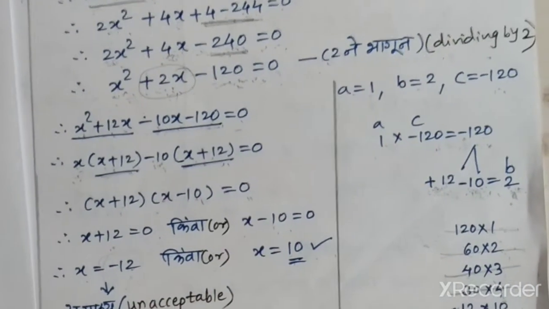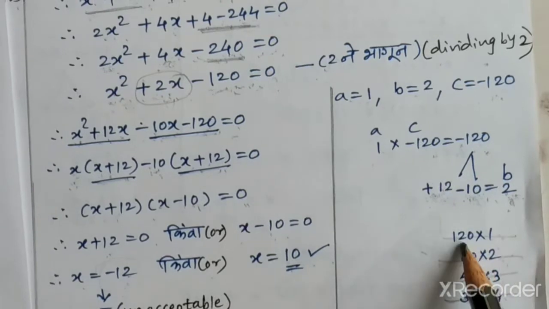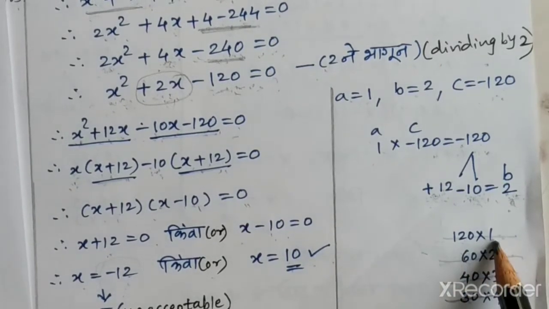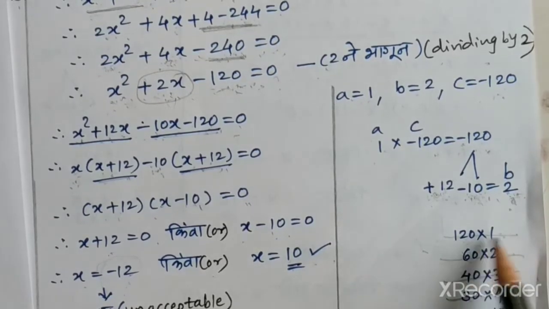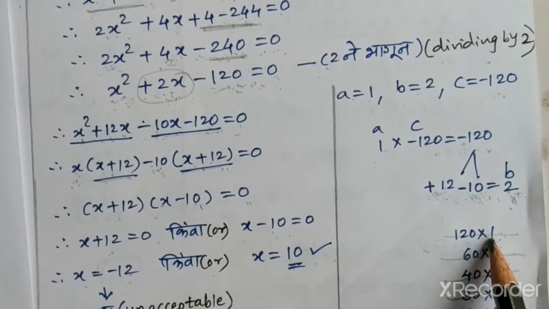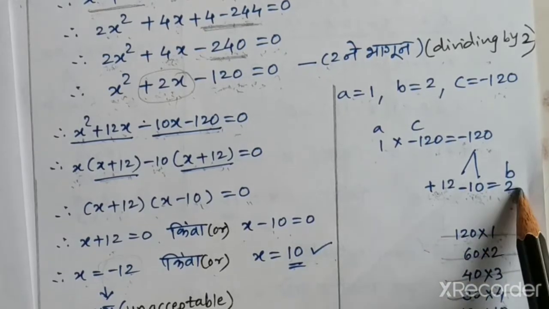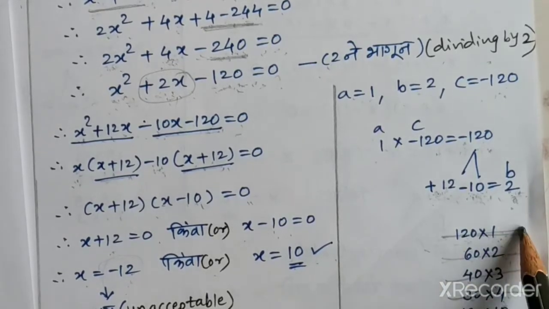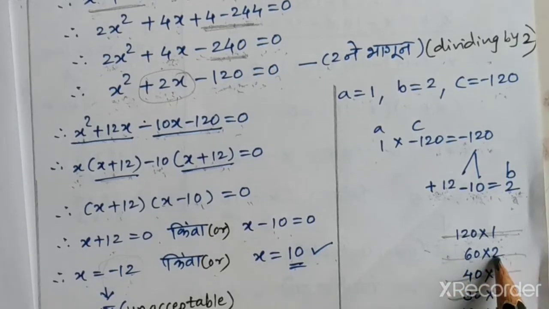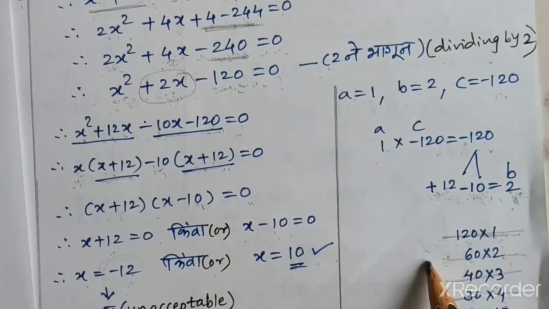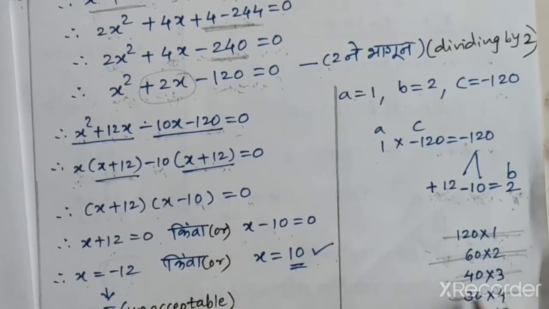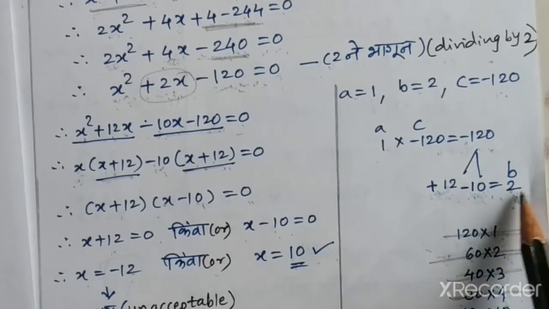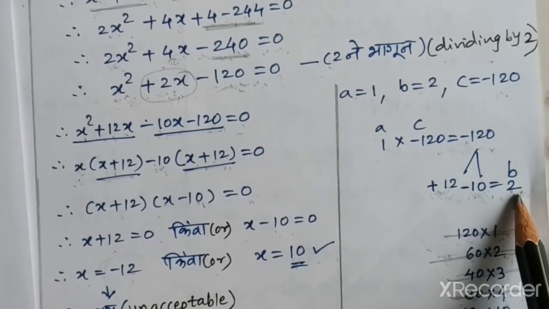Now how to select the accurate pair here? Consider the addition or subtraction of each pair of numbers. So addition is 121 in the first pair and subtraction is 119. So addition or subtraction is not equal to b, meaning not equal to 2. So this is cancelled. Similarly here addition is 62 and subtraction is 58, so this is also not equal to 2. So this is cancelled. Similarly, everywhere in the first four pairs, addition and subtraction is not equal to b, meaning not equal to 2, because b is 2.